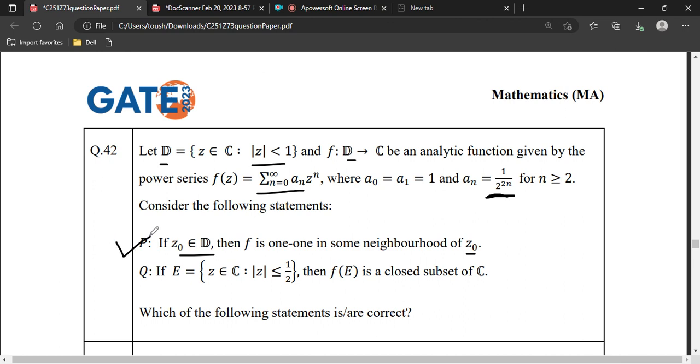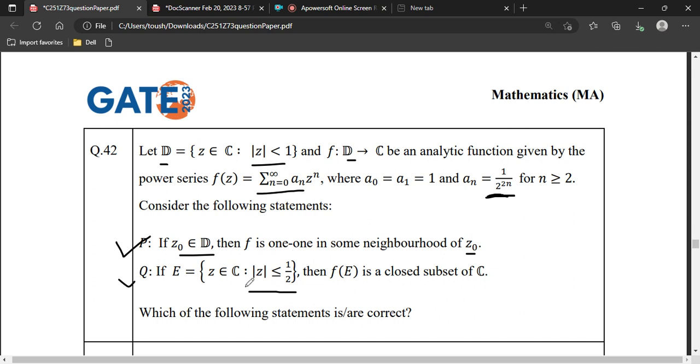Now we have to check option Q. Q says that E is given like this, mod z less or equal to half. So do you know the Heine-Borel theorem? It says a closed and bounded set is compact, right? Closed and bounded region. So here this is mod z less or equal to half. So hence it is compact, right? Heine-Borel theorem actually we can apply when our dimension is finite. So Q is finite dimensional, right? In Euclidean space, two dimensional.